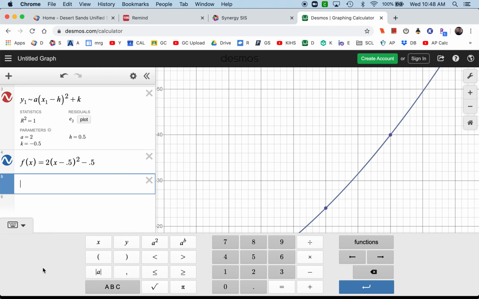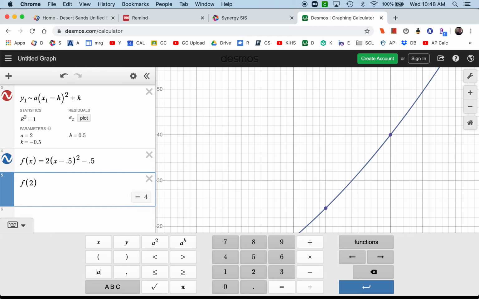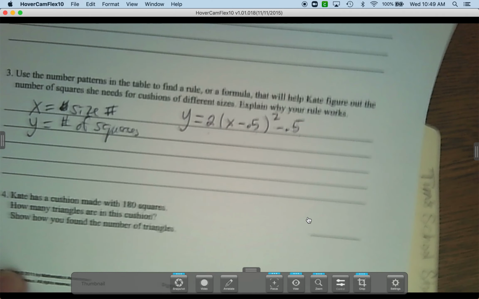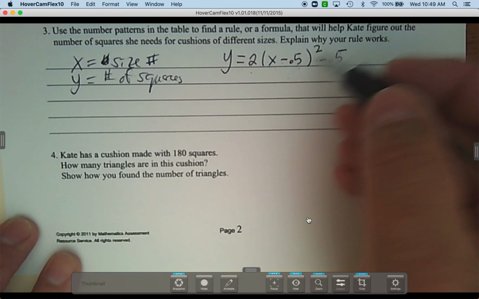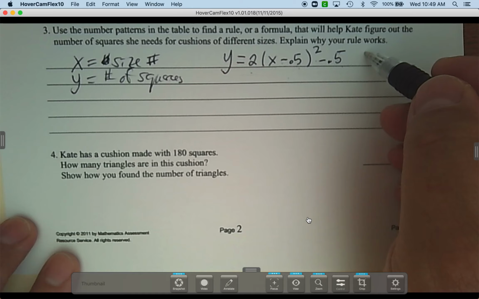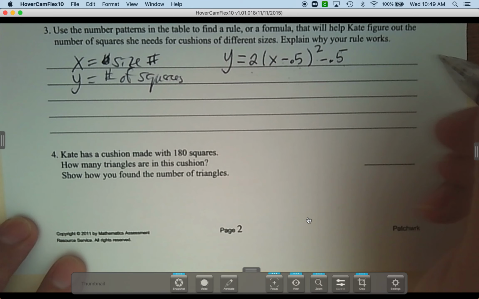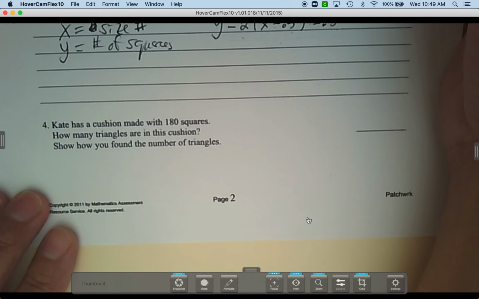If I plug in 1, size 1, the answer better be 0. If I do size 2, the answer should be 4. If I do size 3, it's 12. If I do size 4, it's 24. Size 5, 40. So it exactly matches the table of values, and I use technology to help me find a model that fits it exactly. This is where our world is going. All right, let's go back. So here we are. We found a rule, and then we obviously know our rule works as we test it out with Desmos.